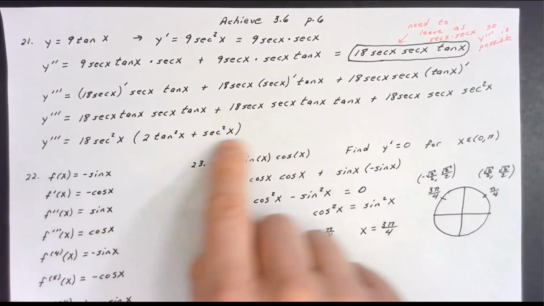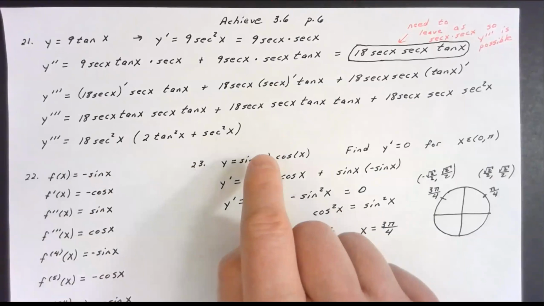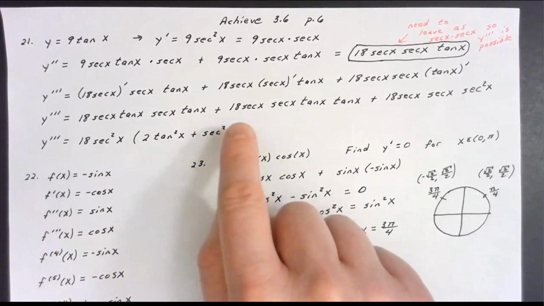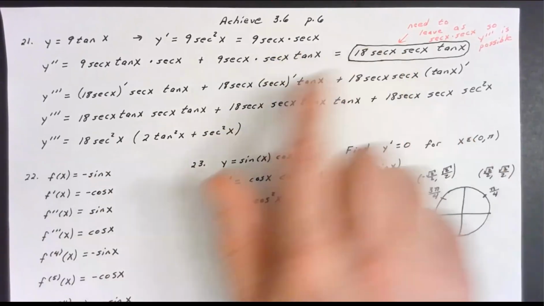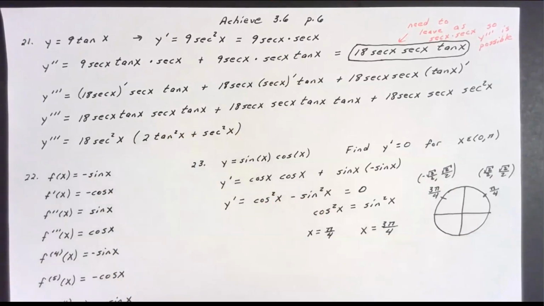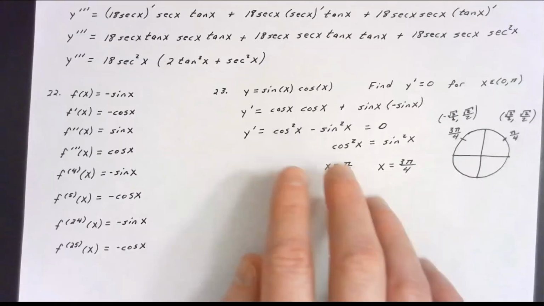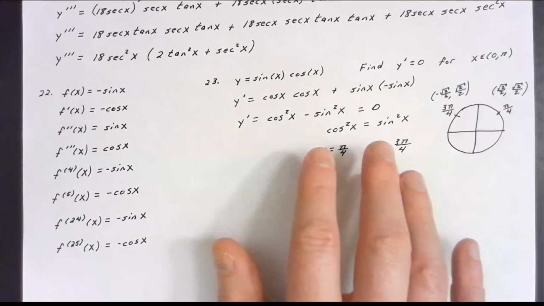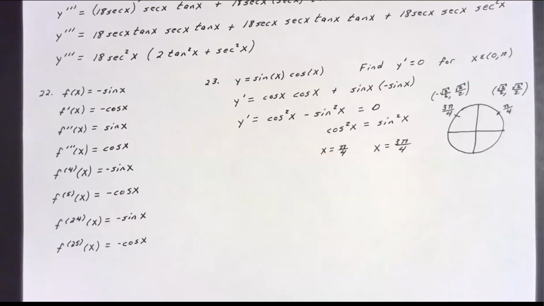Fully factored final fantastic form of the answer. So we have our first derivative, second derivative, and third derivative. Now, for number 22, it was asking for the 24th and 25th derivative of the negative sine of x.